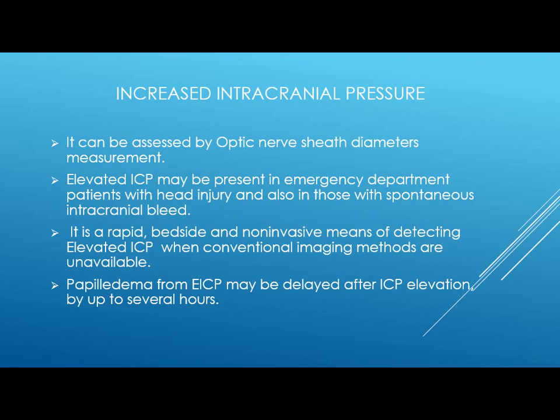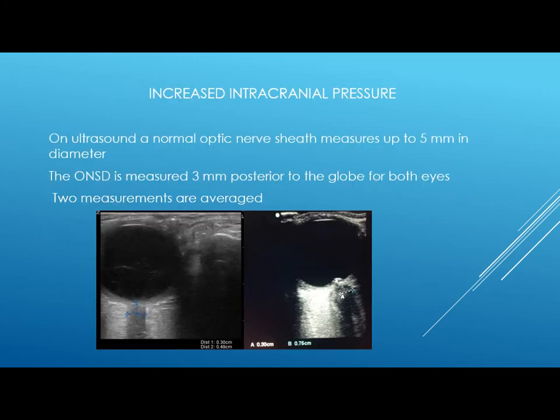Another pathology which can benefit from B-scan is increased intracranial pressure. It can be assessed by measuring the optic nerve sheath diameter 3 mm posterior to the eye globe; we measure the optic nerve sheath here. If it is beyond 5 mm, it is regarded as abnormal.